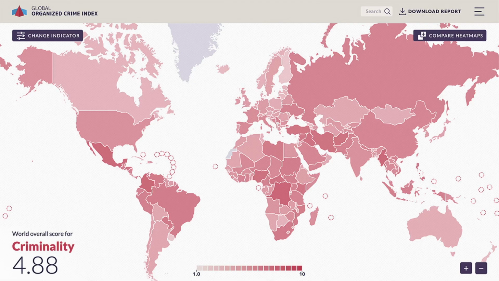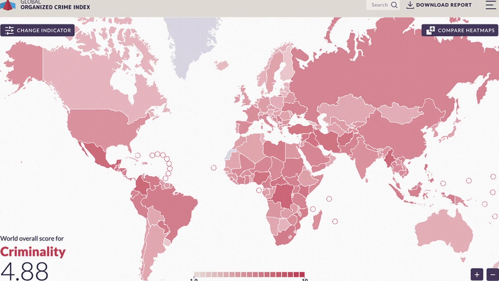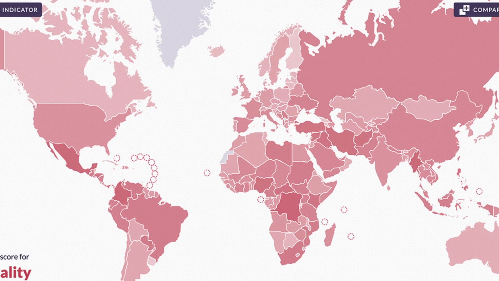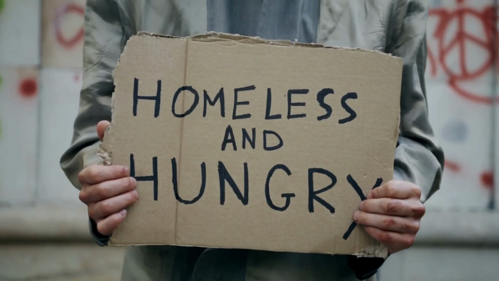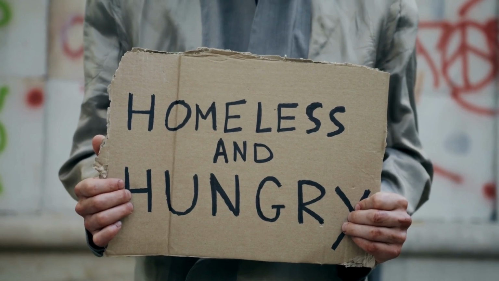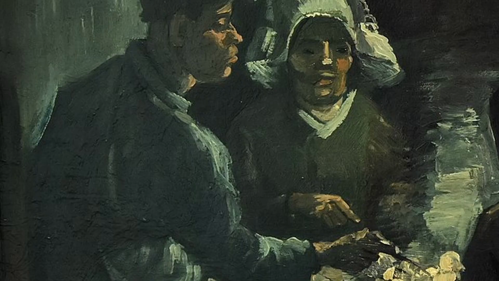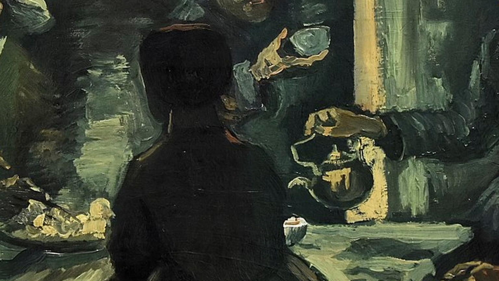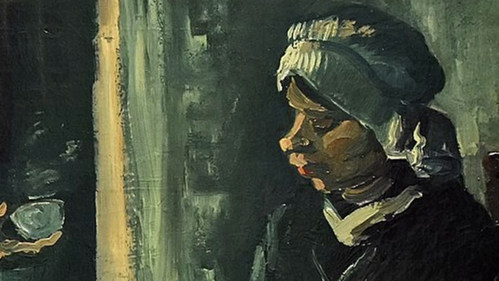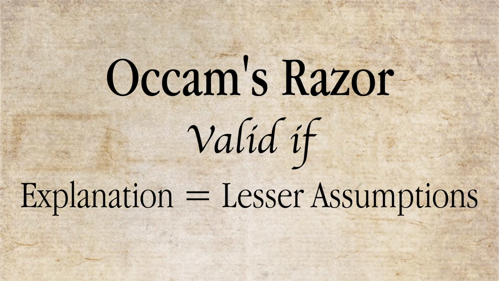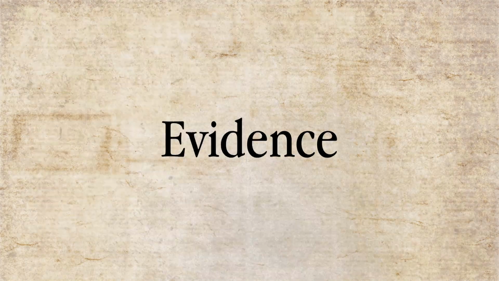For example, when we deal with complex issues such as rising crime, it is often simpler to just say that people become criminals because of poverty or greed. But the explanation for crime can be extremely complicated, from mental conditions, economic conditions, childhood trauma, lack of education, and even genetic factors. Remember that Occam's razor is only valid when you take the explanation with a lesser number of assumptions, not variables or evidence.